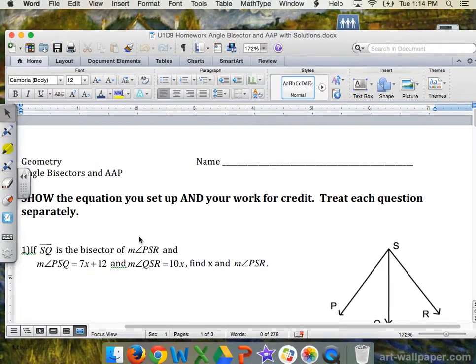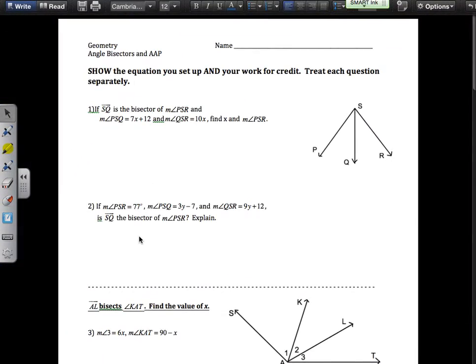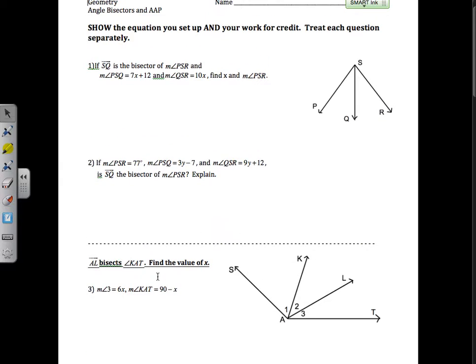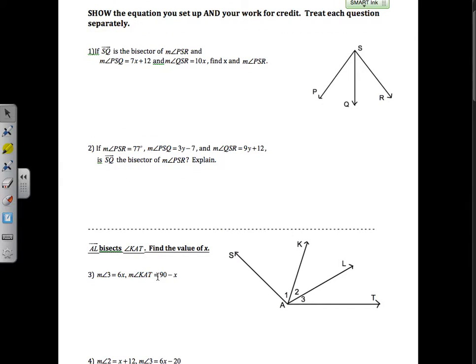Going over the homework for angle bisectors and angle addition postulate problems. Some of these are hard. So I'm going to skip number 1 because there's an example like that you should be able to do. I'm going to do number 2, which is similar to 1. So if you watch 2, you should be able to do 1.